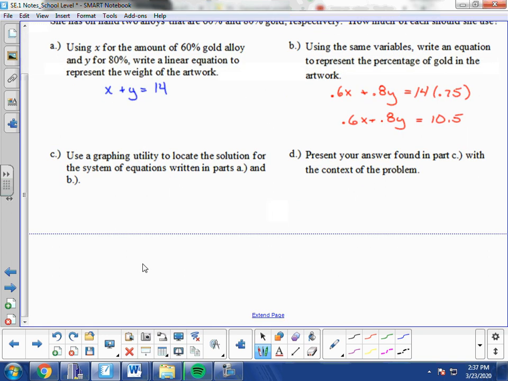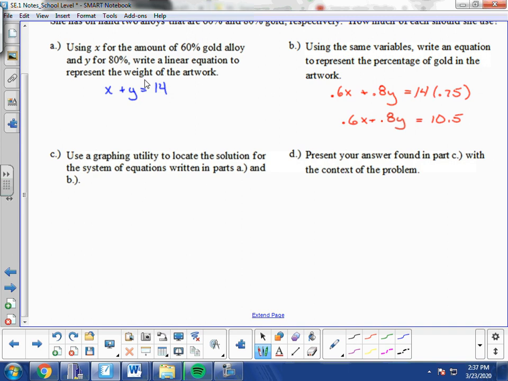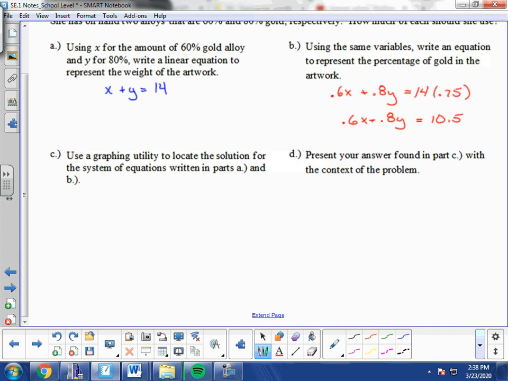So it says use a graphing utility to locate the solution for the system of equations written in parts A and B. So remember, in order to graph this, we need y by itself. So in the first equation here at the top, it's probably a quick fix to get y by itself in part A. Subtract x, subtract x. So y equals 14 minus x. I can graph this in my graphing calculator.